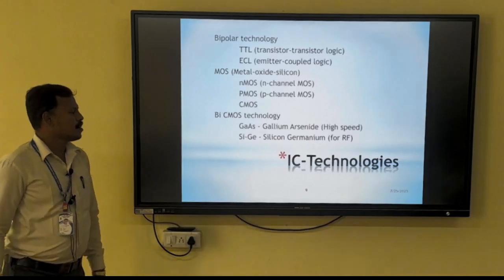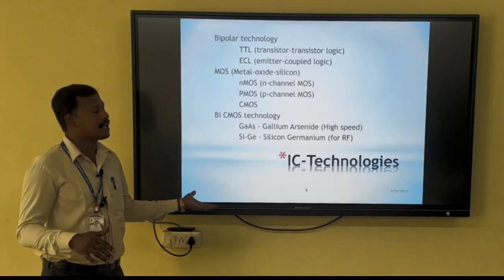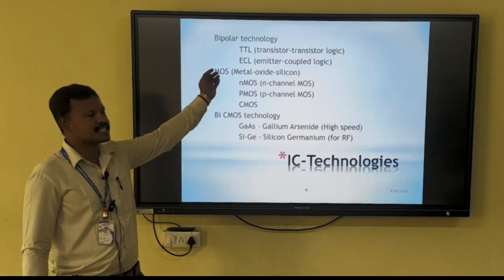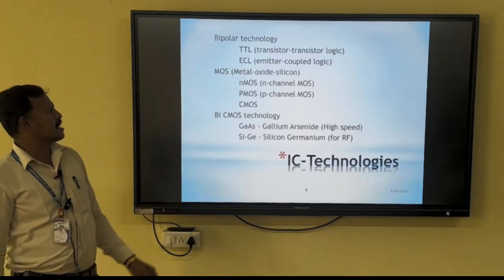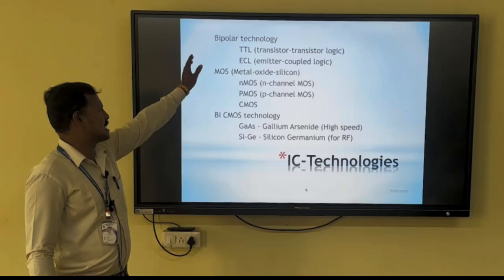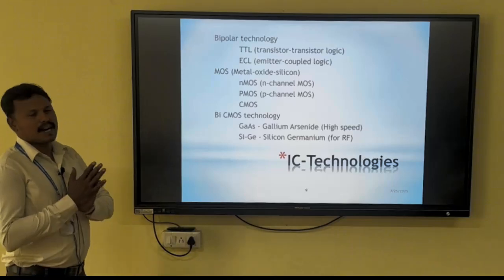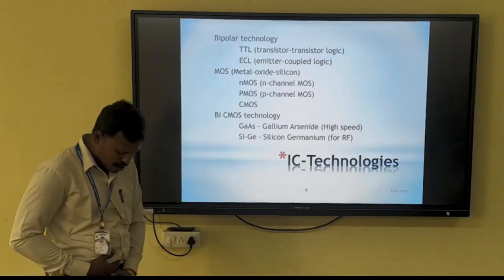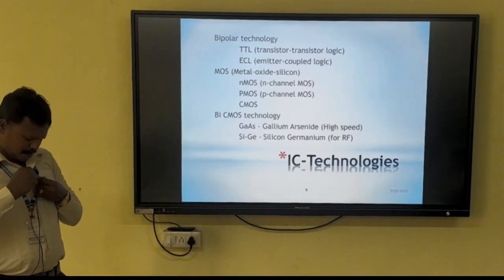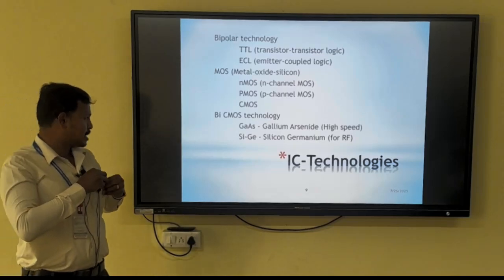IC technologies. What are the IC technologies used up to this day? First one, bipolar technology, that's TTL, ECL. TTL means transistor-transistor logic, ECL means emitter coupled logic. This technology was used first. Next we moved to MOS, metal oxide semiconductor: NMOS, PMOS and CMOS. CMOS means complementary metal oxide semiconductor.